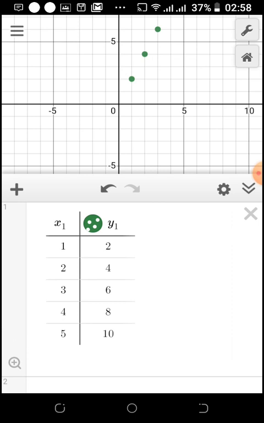So when x takes the value of 1, y is going to be 2 times x, which should be 2. When x takes on the value of 2, y is going to be 2 times 2, which should be 4. When x takes on the value of 3, y is going to be 2 times 3, 6. When x takes on the value of 4, y is going to be 2 times 4, 8. When x takes on the value of 5, y is going to be 2 times 5, which is 10. Exactly. So we have been able to make the table.